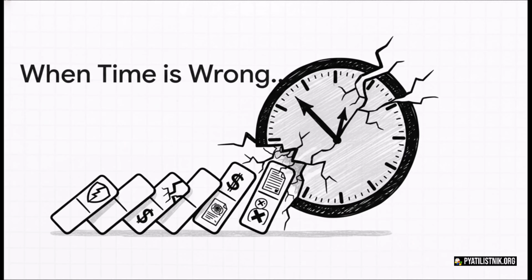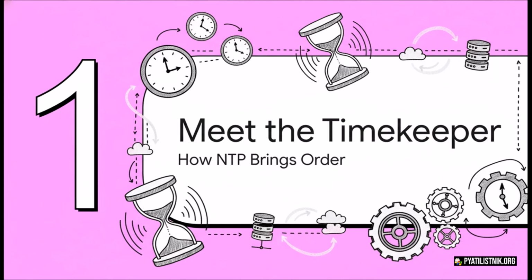Security systems can't validate anything, financial trades get rejected, data starts getting corrupted because none of the timestamps match up. You might not even be able to log into your computer at work. It's a cascade of failure, all because the clocks don't agree. So how do we prevent all this chaos? Well, we do it with a brilliant and honestly often overlooked protocol. Let's meet the official timekeeper of the internet. NTP, the Network Time Protocol.